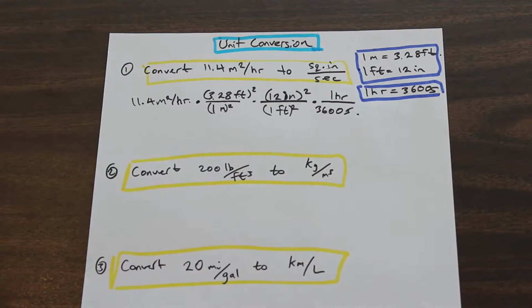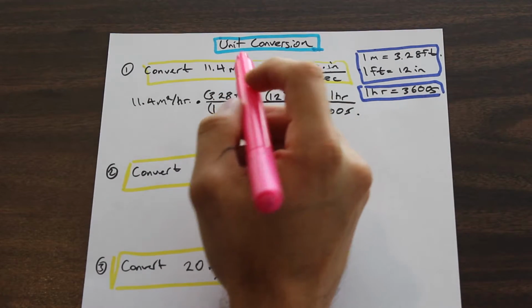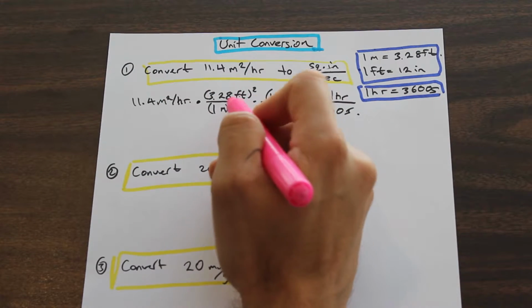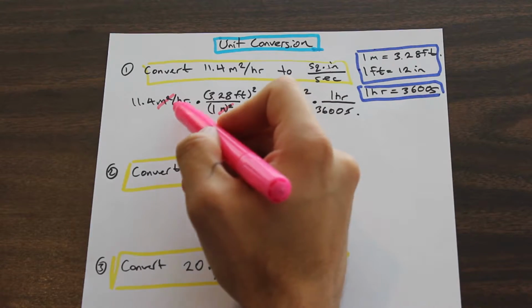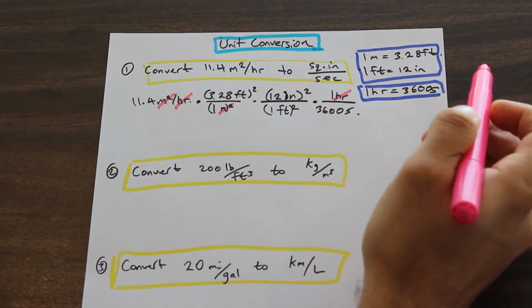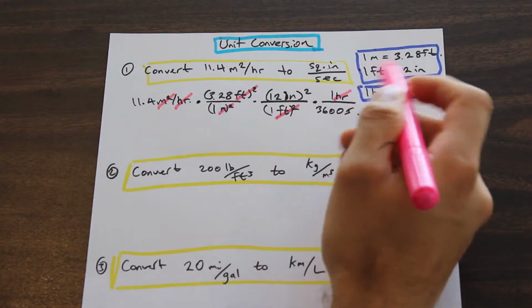Okay, so let's use my pink marker here. We're going to cancel the units out, and you can see exactly what we're doing here. Meters squared is going to cancel with meters squared here. We're going to cancel that out. Hours here is going to cancel with hours over here. Feet here is going to cancel with feet here.